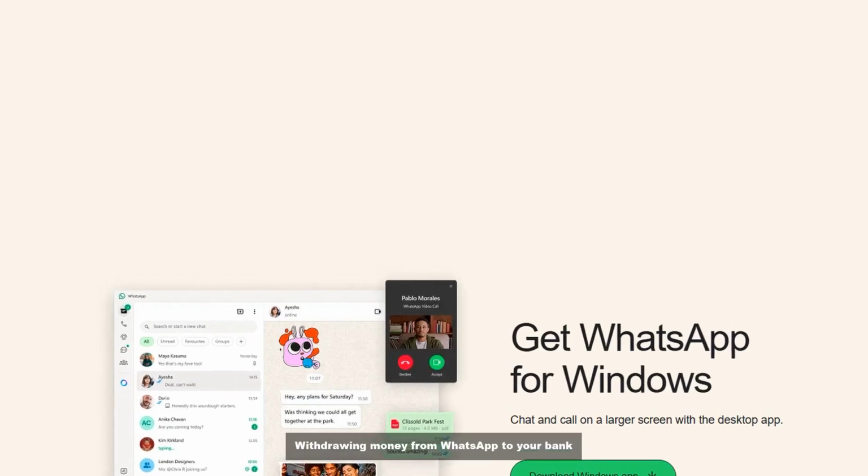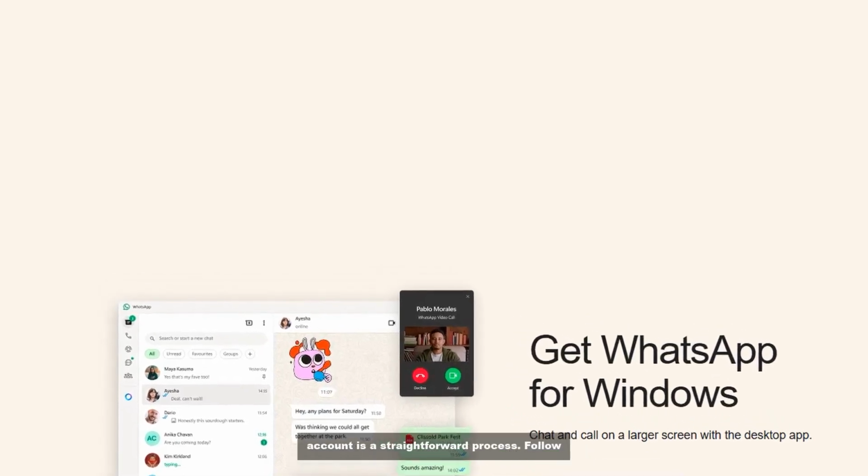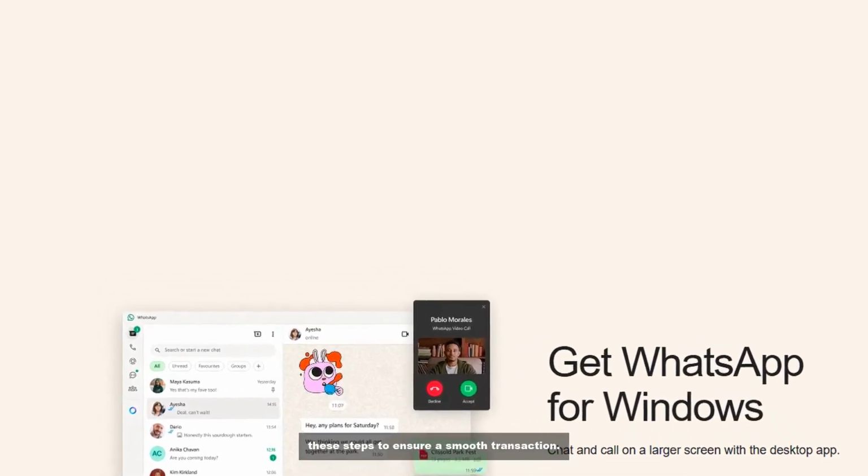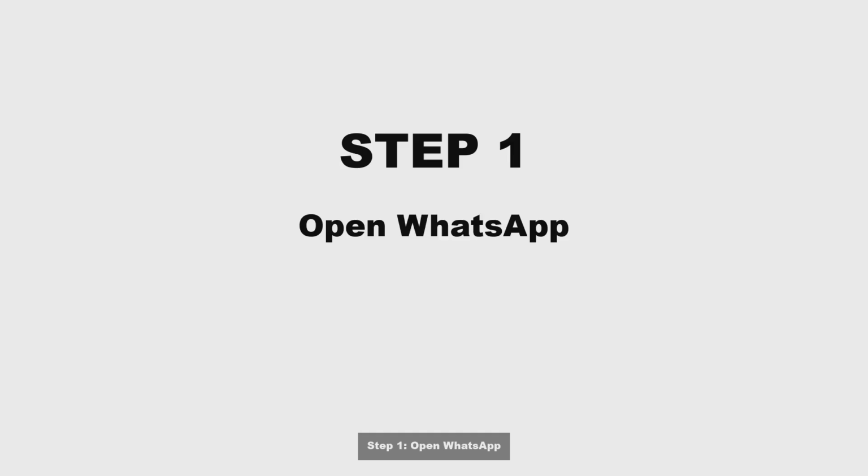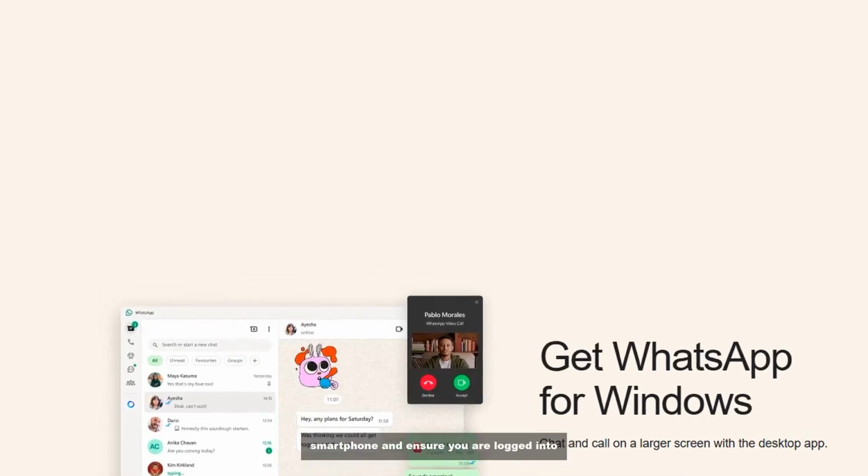Withdrawing money from WhatsApp to your bank account is a straightforward process. Follow these steps to ensure a smooth transaction. Step 1. Open WhatsApp. Launch the WhatsApp application on your smartphone and ensure you are logged into your account.